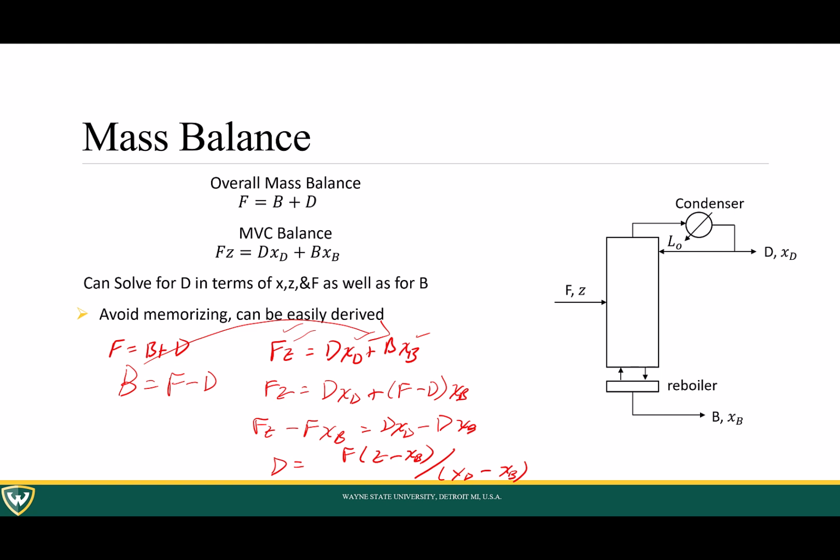All right, you can also do the same for your B. That would just be a simple matter of saying the distillate flow rate is equal to F minus B, and then repeating the process, plugging in for D here instead of for B, and then factoring out. Okay.